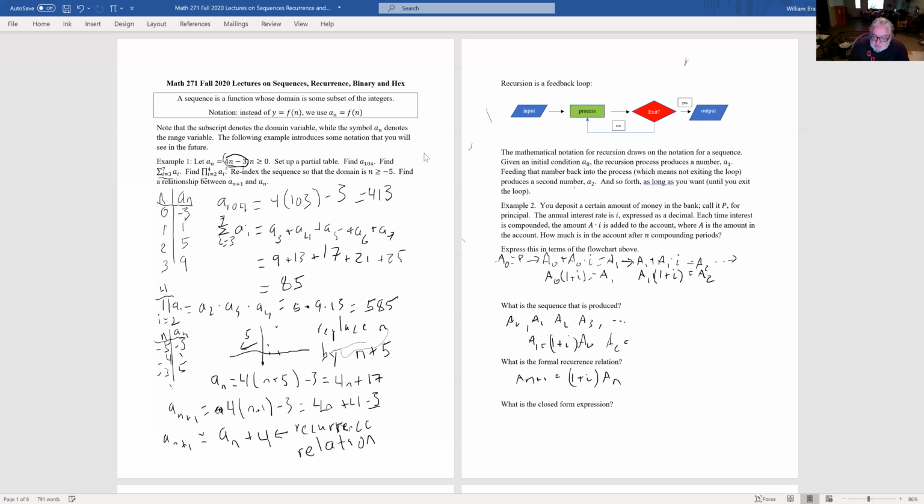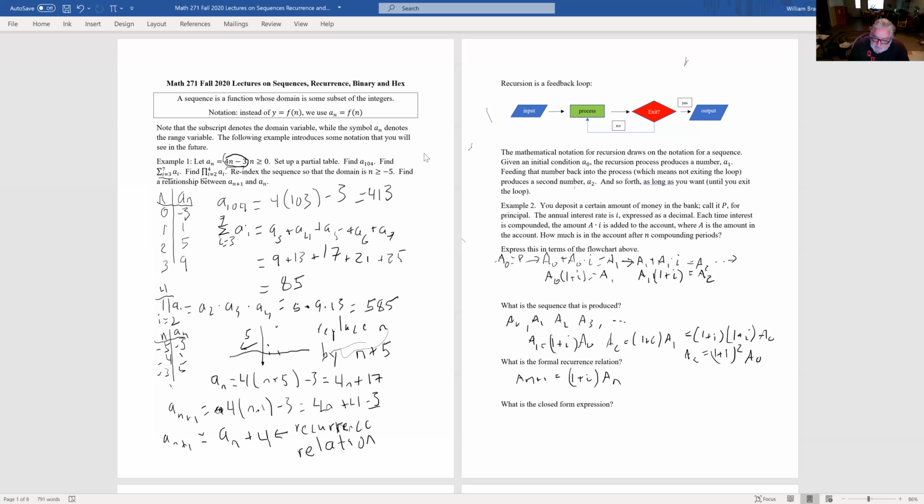A2 is the same thing. It's 1 plus i times A1. But now we know that A1 is 1 plus i times A0. So this becomes 1 plus i times 1 plus i, times A0, because this part here is all A1. So A2 is 1 plus i quantity squared times A0.